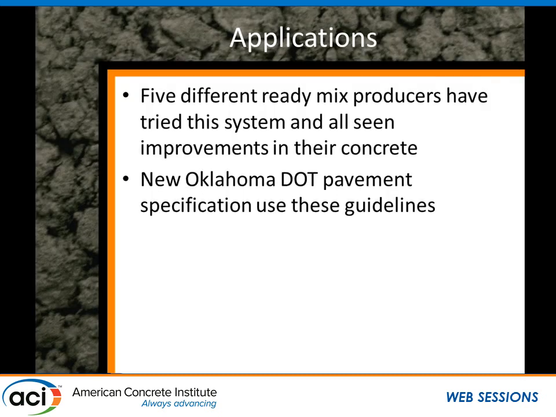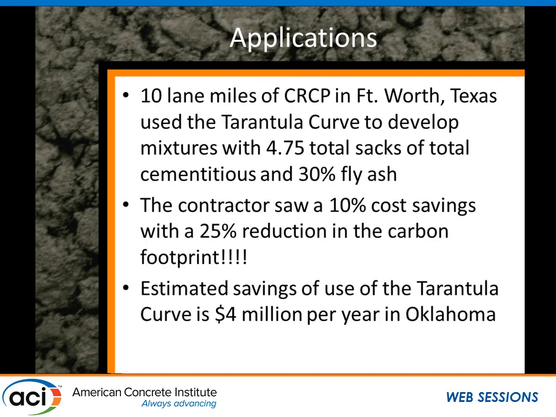Applications. 5 different ready mix producers have used this system and all seen improvements in their concrete. The new spec in Oklahoma is actually based on this tarantula curve. We've done 10 lane miles in Texas with this. We used 4 3/4 total sacks of cementitious material, 30% fly ash. We saw a 10% cost savings and a 25% reduction in the carbon footprint. Oklahoma estimates that cement content savings with this can be $4 million per year.